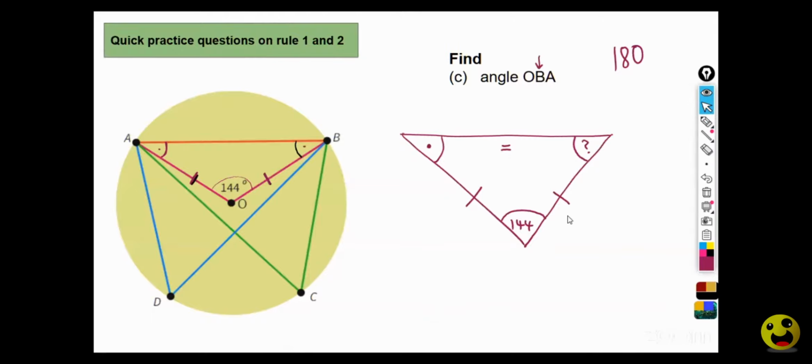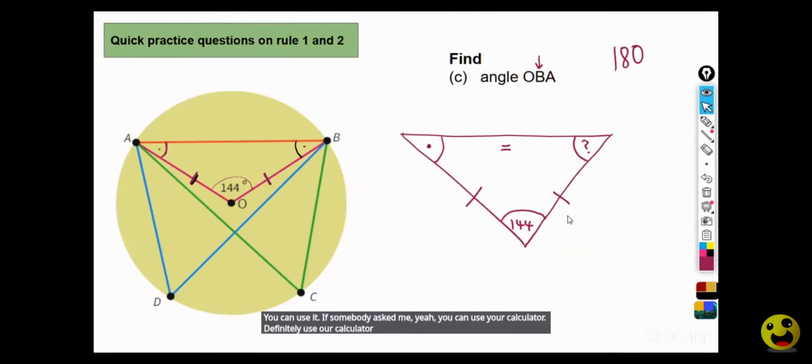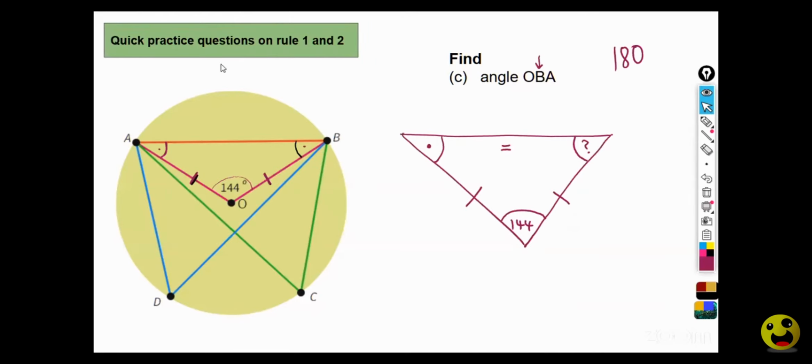Somebody asked me, yes, you can use a calculator. Definitely use a calculator. Whenever you can't use a calculator, I'll make it super clear, right? Right, so answers are coming up.